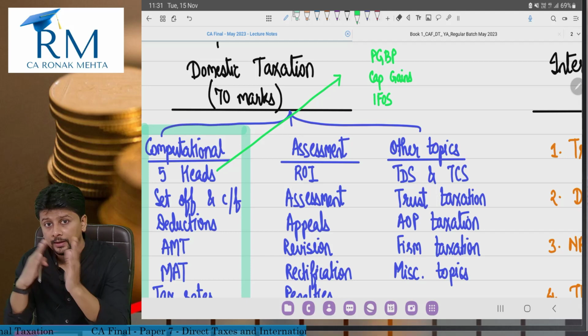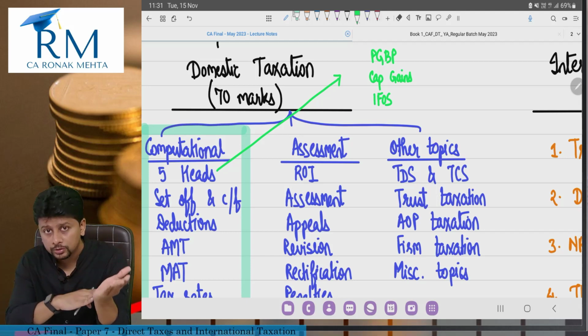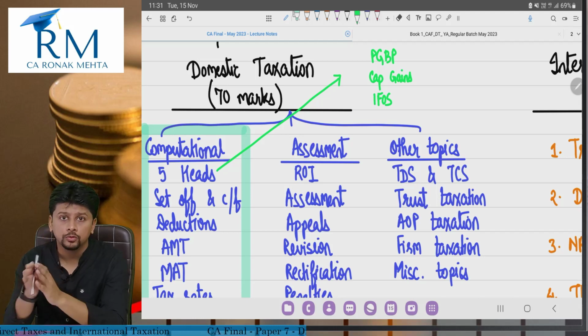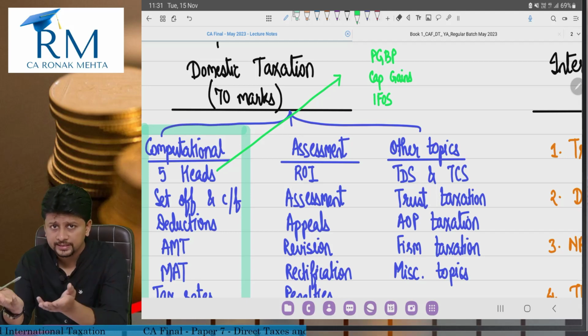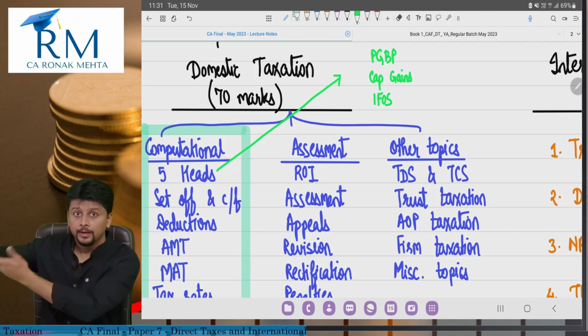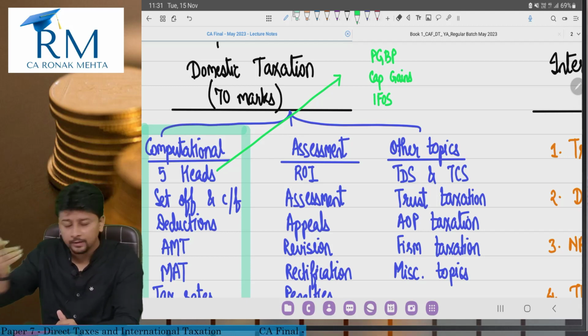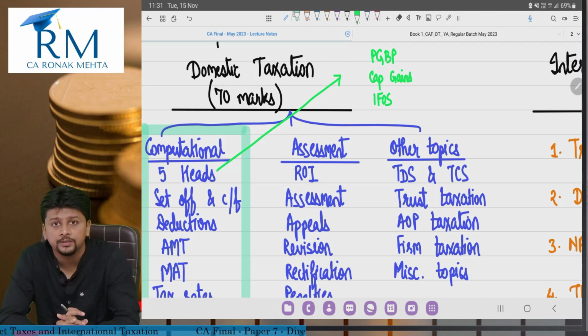So I am including the analysis of old course question papers also whenever the old course was there, and new course as well. New course is the existing course that is going on. Of course, we are expecting another new course to come up in November 23 or May 24, depends. All of us are waiting for the CA Institute notification.